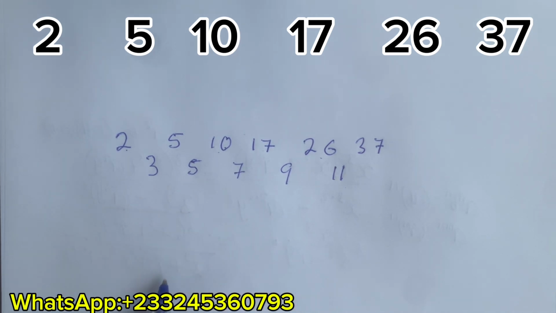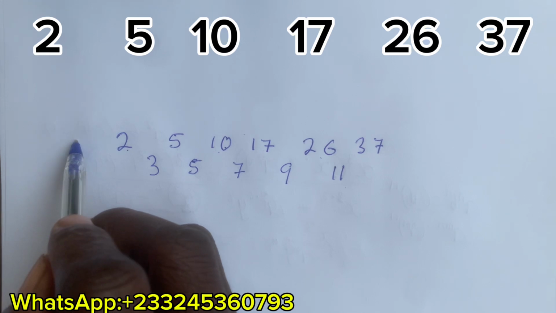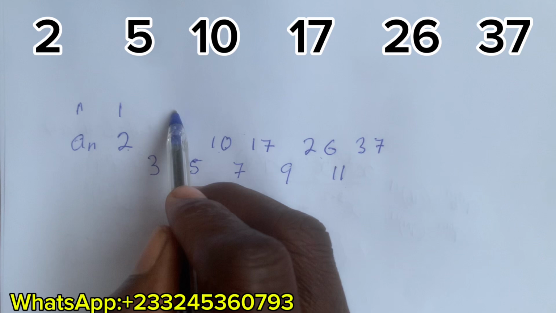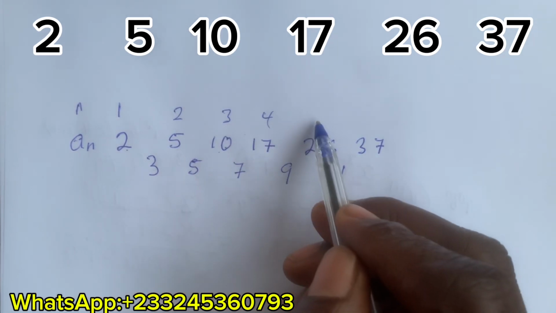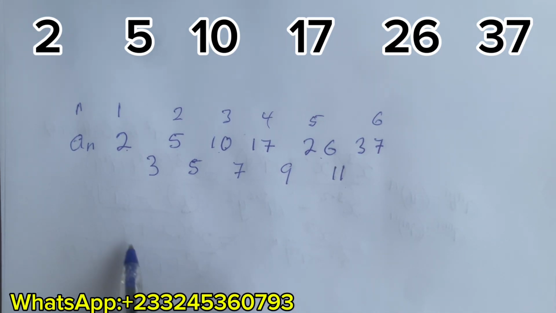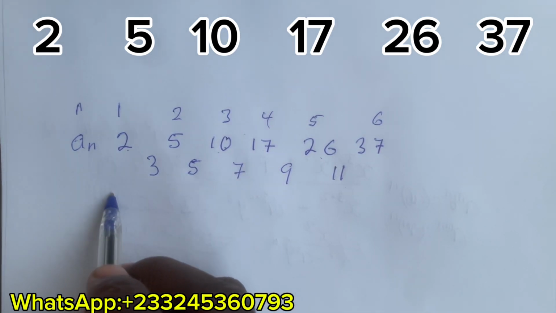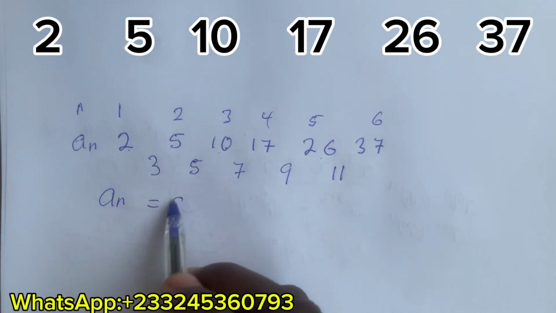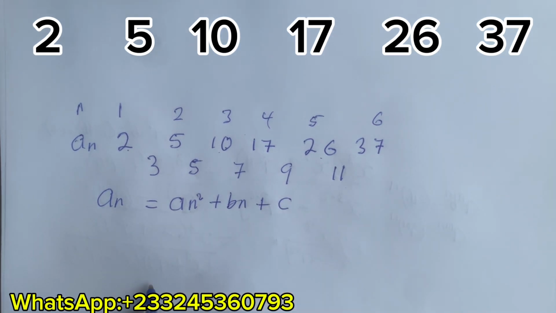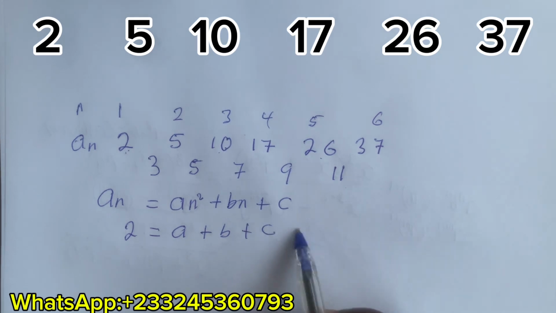Now, let's say that this is an, and that we have the n values to be 1, 2, 3, 4, 5, 6. Then if this happens, we're going to have the quadratic formula an equals an squared plus bn plus c. So if I take these two, 2 equals, then I put n equal 1. That gives a plus b plus c, equation 1.